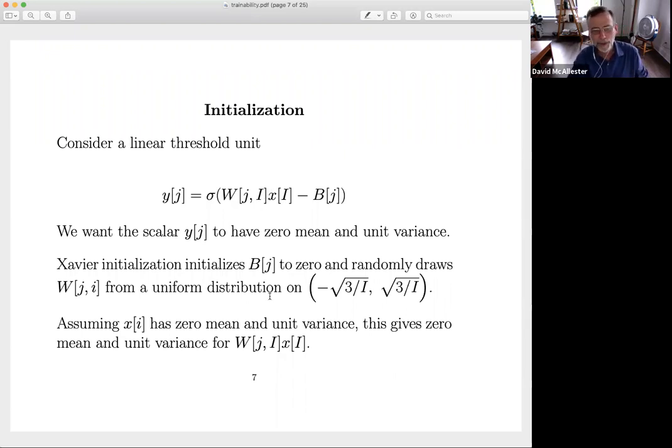It's a simple little calculation you can do to show this. I may have said Gaussian, but we initialize it to be a uniform distribution in this interval. It's a simple calculation that if you initialize it to be a uniform distribution in this interval and you assume that X is zero mean and unit variance, then this product is zero mean and unit variance, assuming X is independent of the weights.